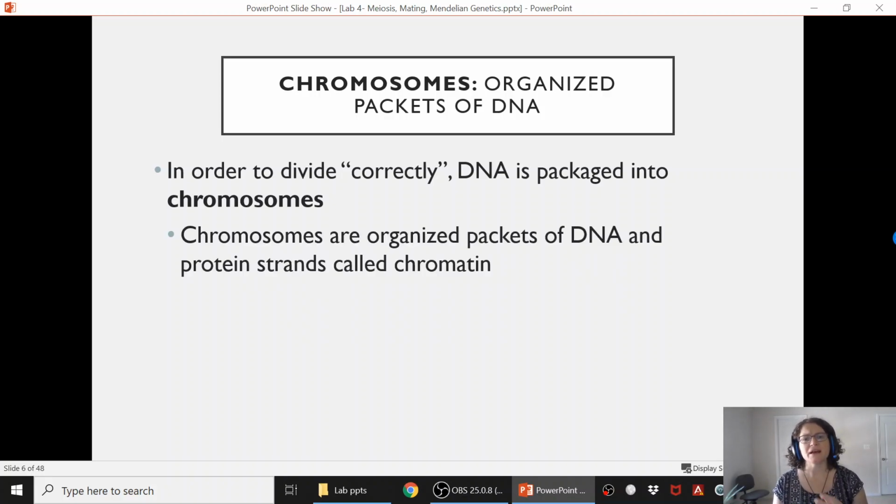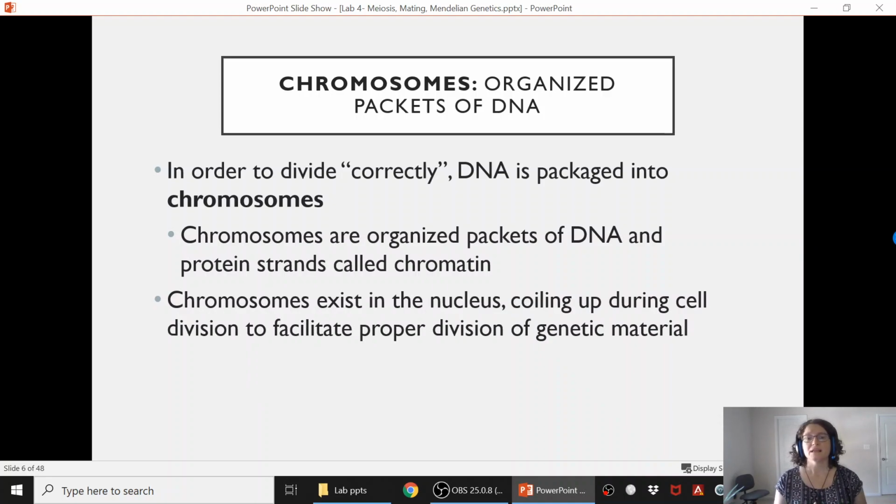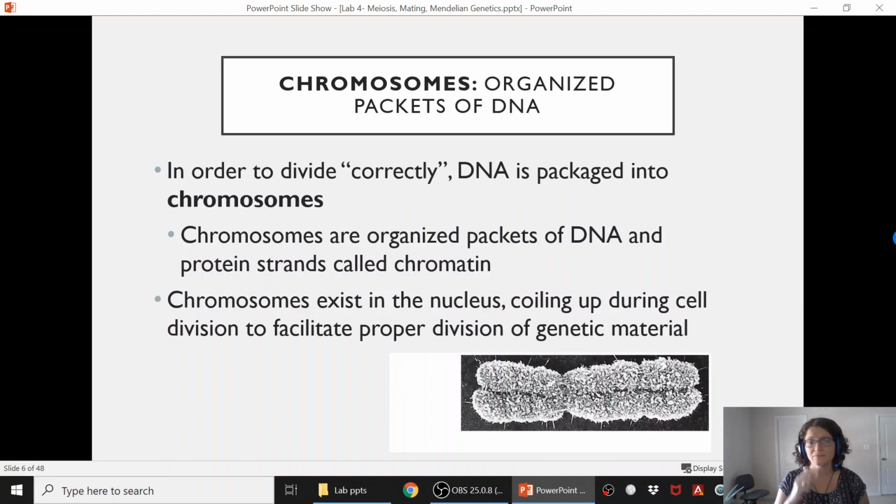So these are organized packets of DNA, and they're woven together with protein strands called chromatin. And they exist in the nucleus. They coil up during cell division, and this facilitates proper division. Okay? So this is a duplicated chromosome.